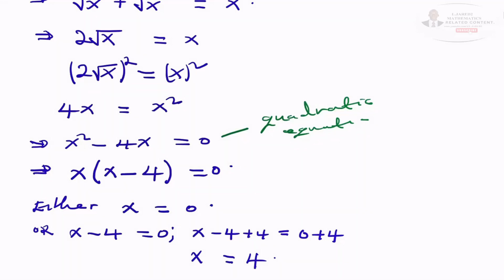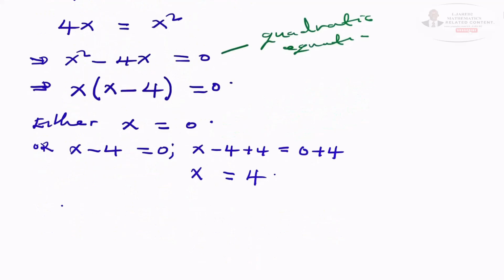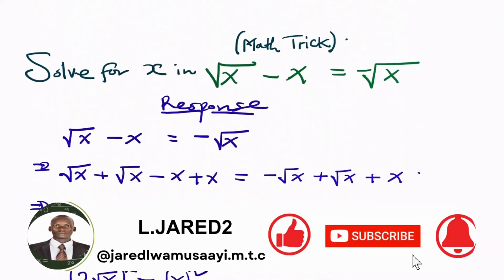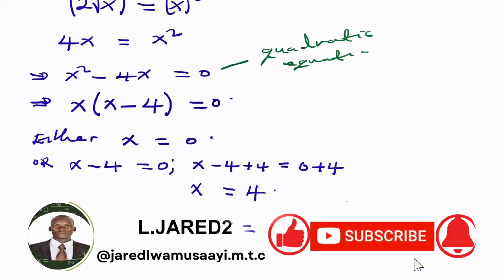So therefore our values of x equal 0 and x equals 4. Those are the values of x. So this becomes the correct answers as the value of x.